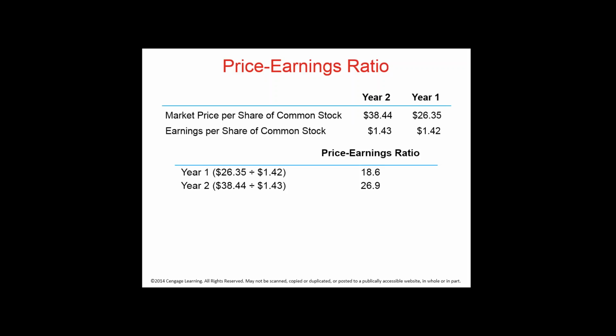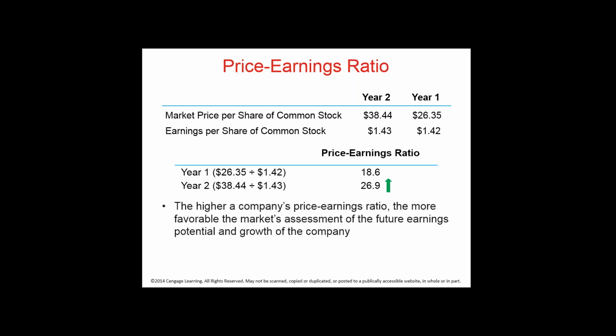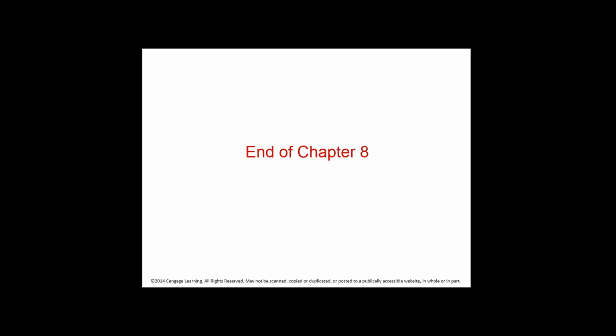As you can see, the ratio is much higher in year 2 because our market price is much higher. So this is an assessment that for Lowe's, its future earnings potential is pretty good. And seeing that number increase is always great for the market price of stock. And with that, we end Chapter 8.